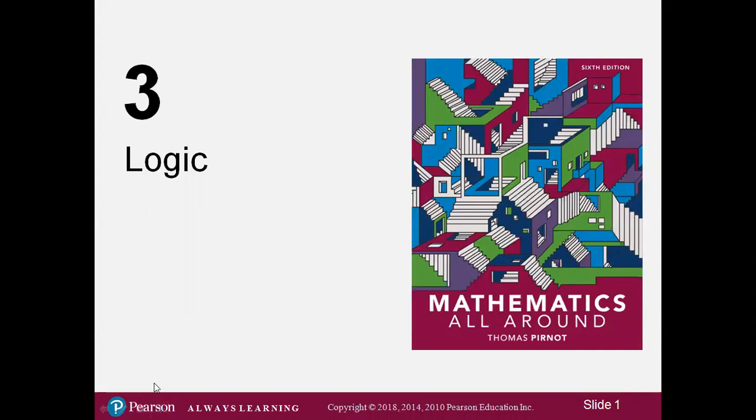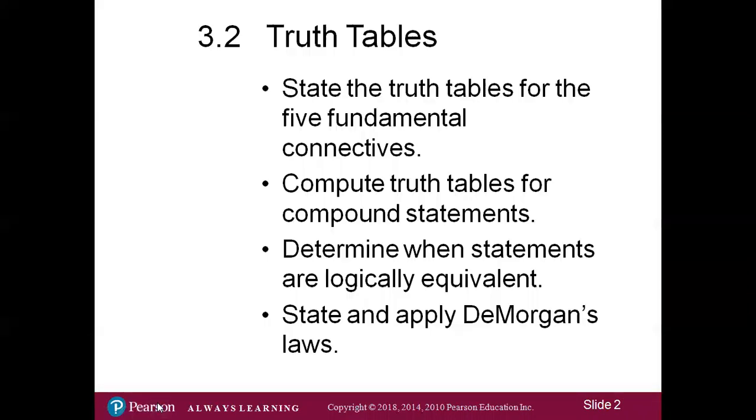Right, let's take a look at Chapter 3, Section 3.2, the truth tables. State the truth tables for the 5 fundamental connectives. Compute truth tables for compound statements. Determine when statements are logically equivalent. State and apply De Morgan's law.